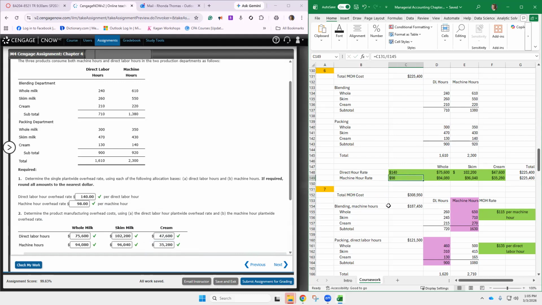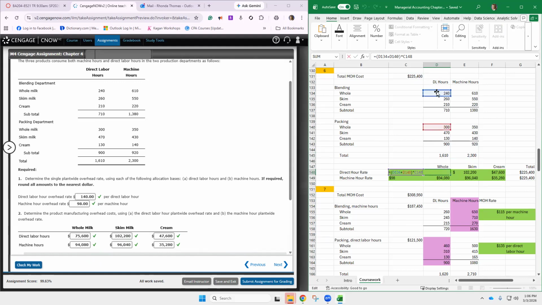Okay, let's go to machine hour rate. How do we find it? We use that same manufacturing overhead, but divide by 2,300 machine hours. So when you divide by something that's a larger number, of course, the rate goes down. Now we're going to apply it to each of these lines.